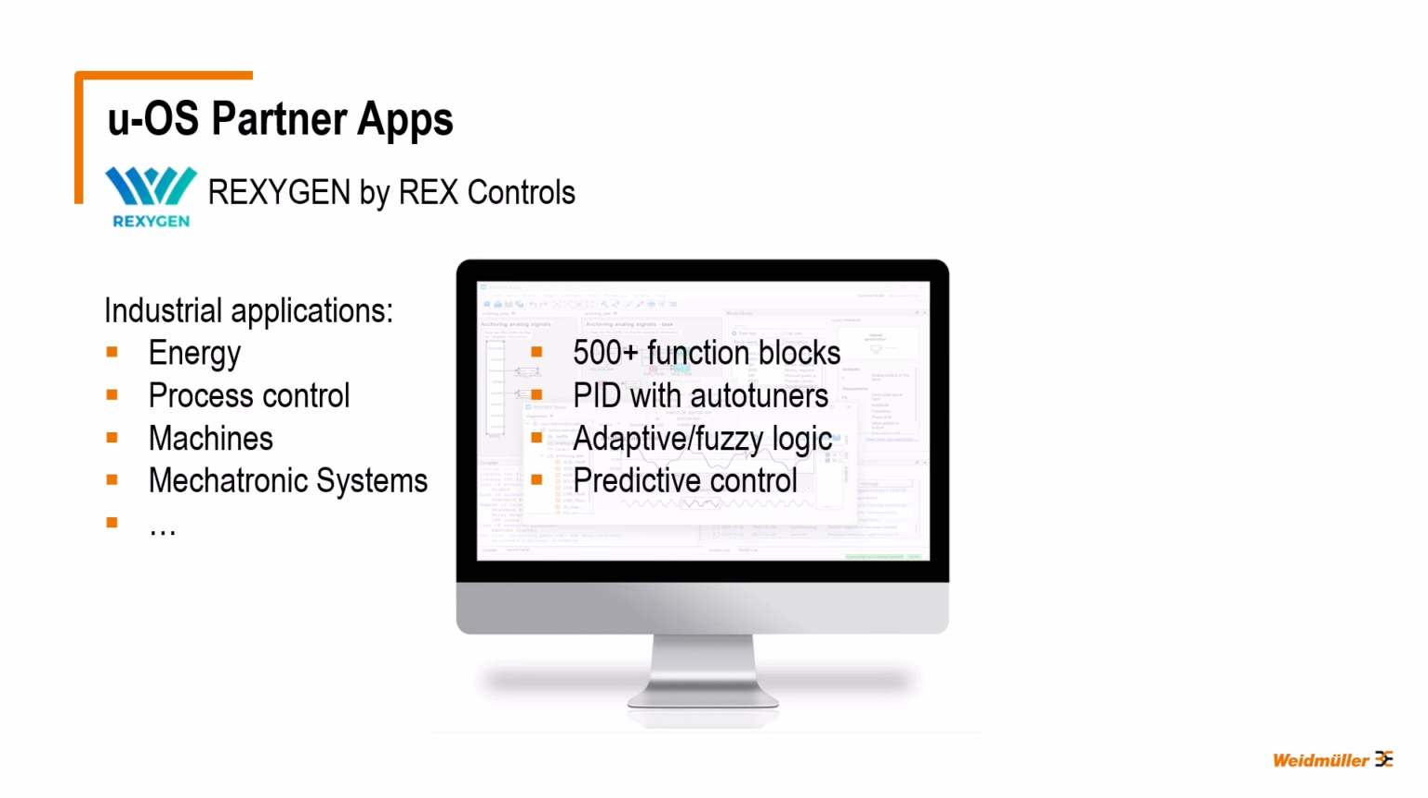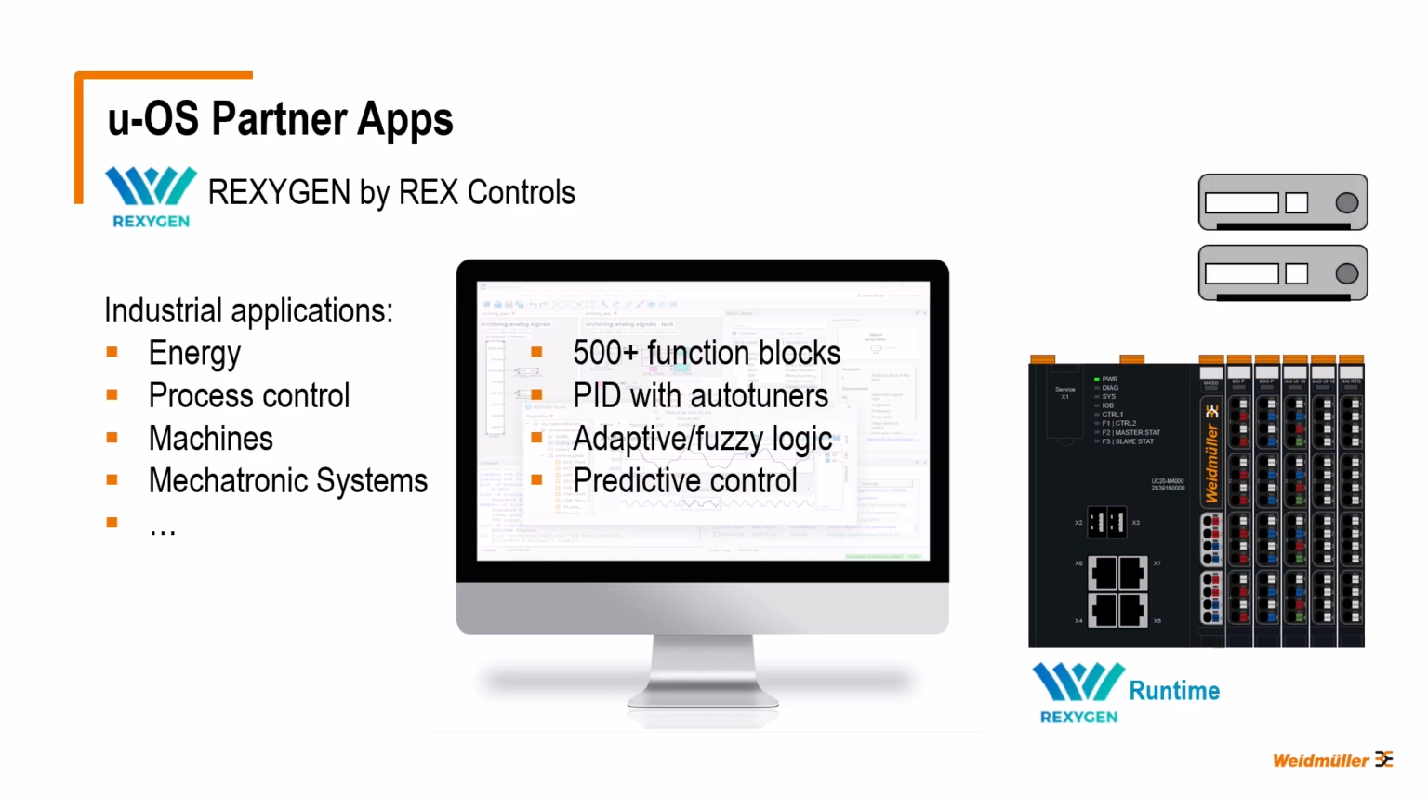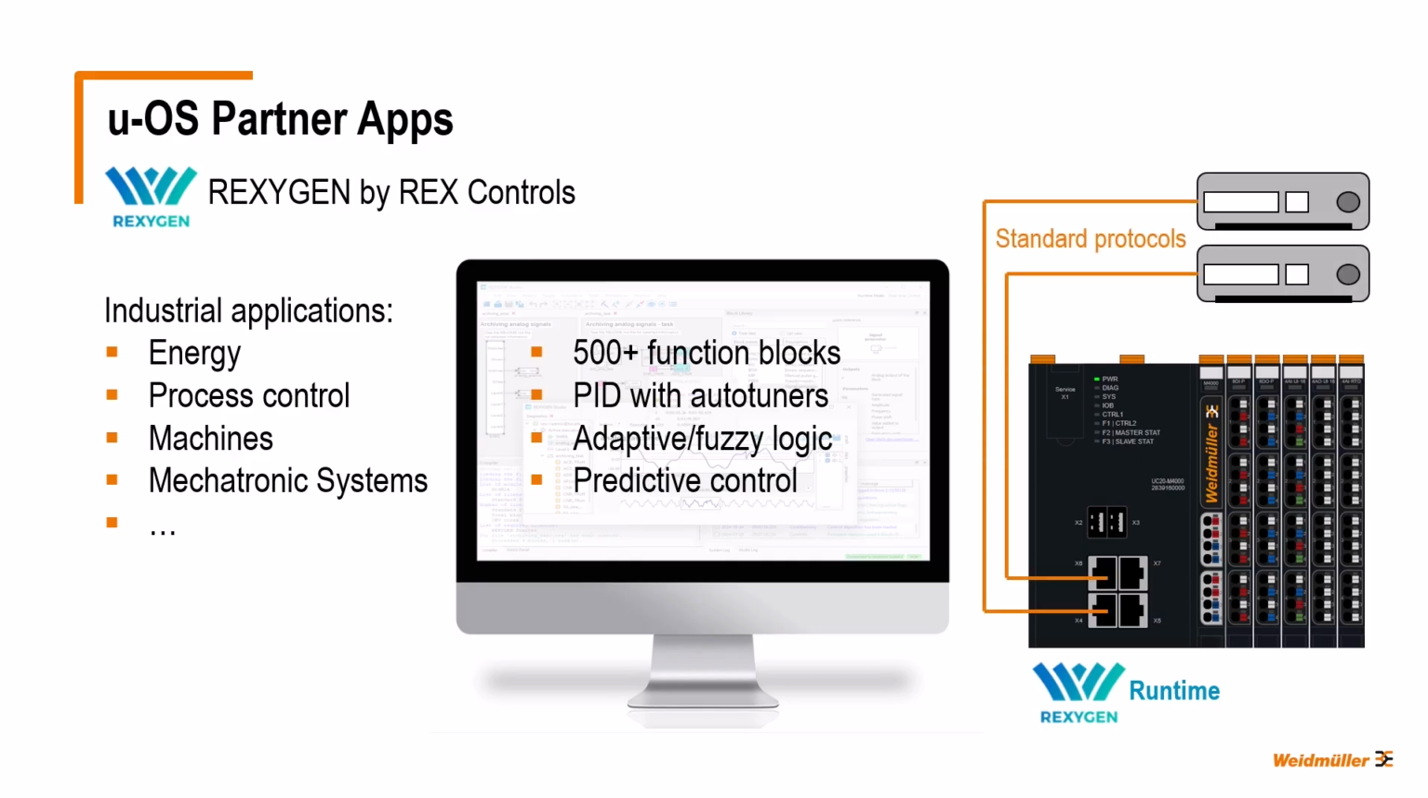Especially in conjunction with Weidmüller's U-Control and the fast Uremote input-output modules, the Rexygen runtime enables the execution of multiple tasks in real time with different time periods. Communication via standard protocols such as OPC UA, MQTT, Modbus, CAN or CANopen, EtherCAT and much more allows an easy integration into the further system environment.